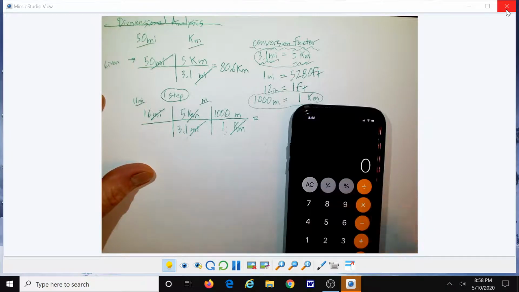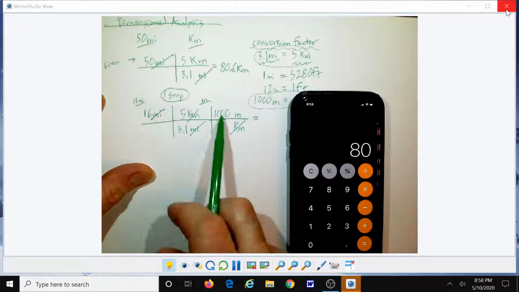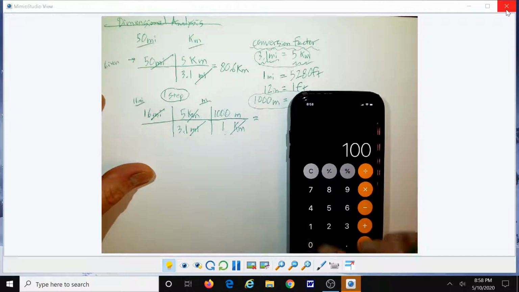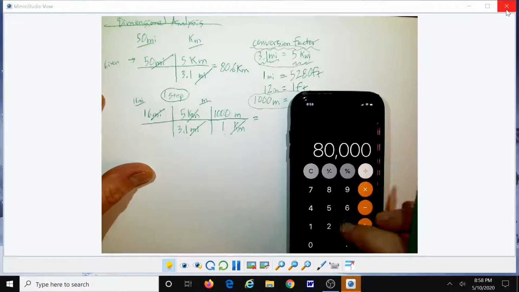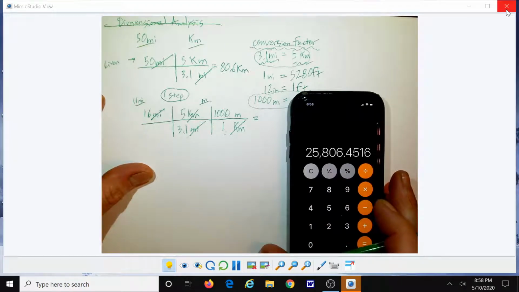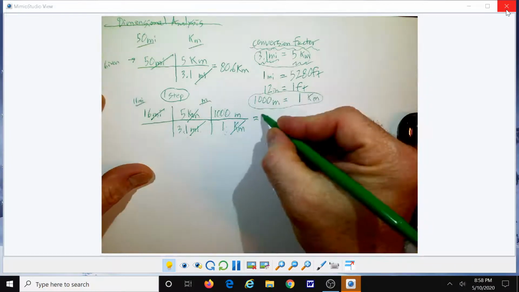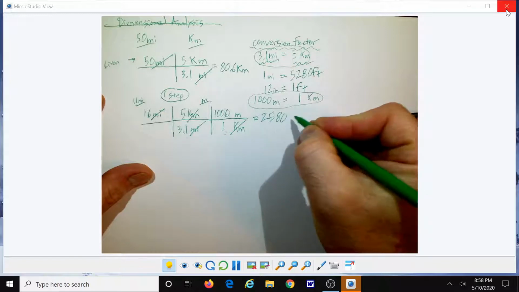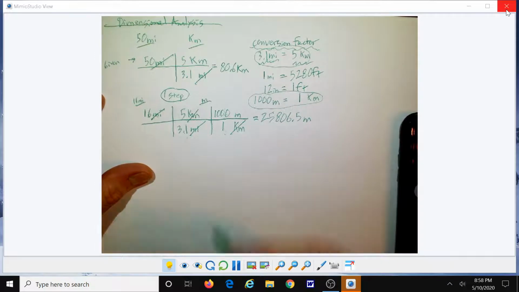Okay, so let's put in our 16. We want to multiply that by our 5, and then we're going to multiply it by the 1,000. And then we're going to now divide, because we have this down here in the denominator, we're going to divide by 3.1. And then we really don't need to divide by 1 again because you're going to end up with the same number. So that gives us 25,806.5, and that would be meters. So that's how you would solve that problem.